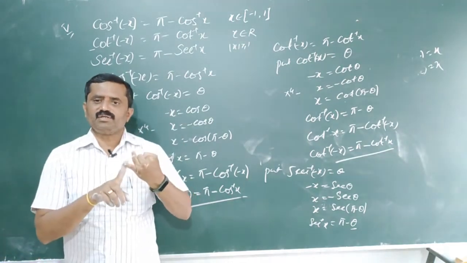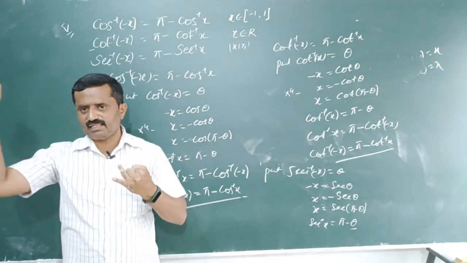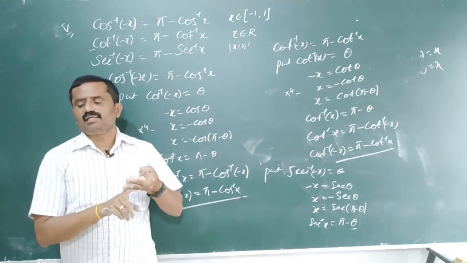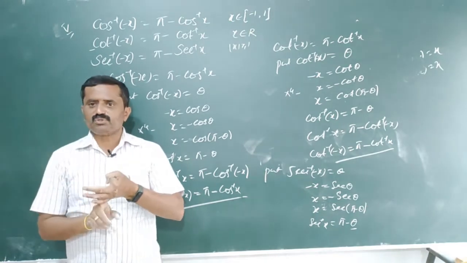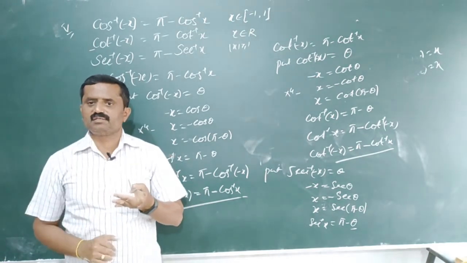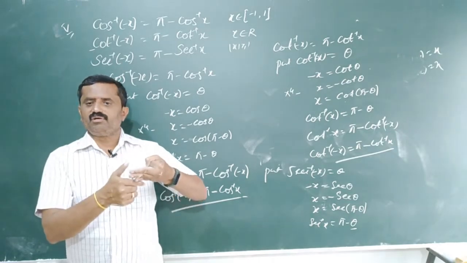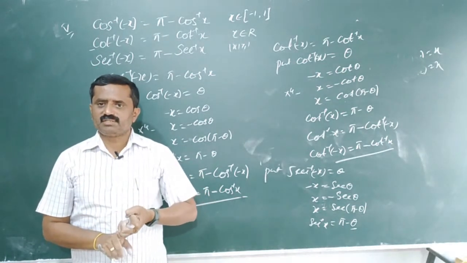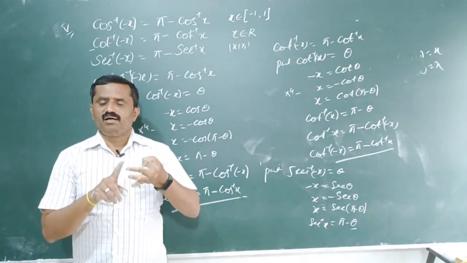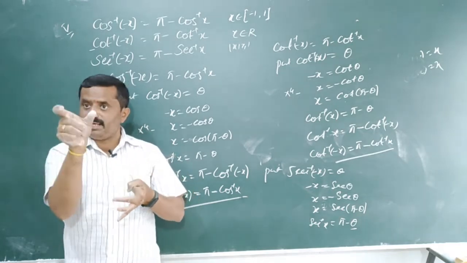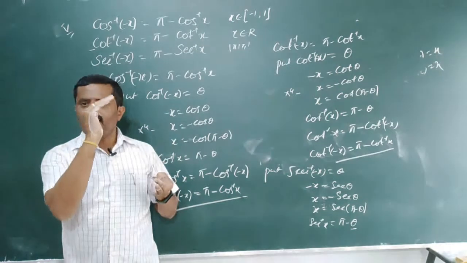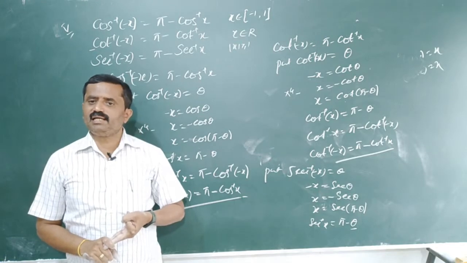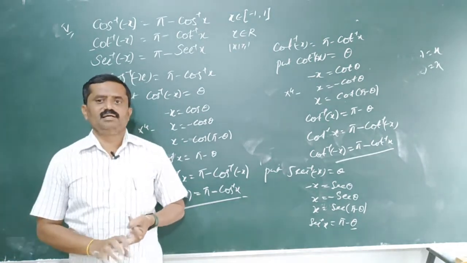Again, you should remember these 6 properties, 3 plus 3. First three: sine inverse of minus x is equal to minus sine inverse of x; tan inverse of minus x is equal to minus tan inverse of x; and cosecant inverse of minus x is equal to minus cosecant inverse of x. For these three, the minus comes outside. Whereas for the other three, cos inverse of minus x is equal to pi minus cos inverse of x, cot inverse of minus x is equal to pi minus cot inverse of x, and secant inverse of minus x is equal to pi minus secant inverse of x.